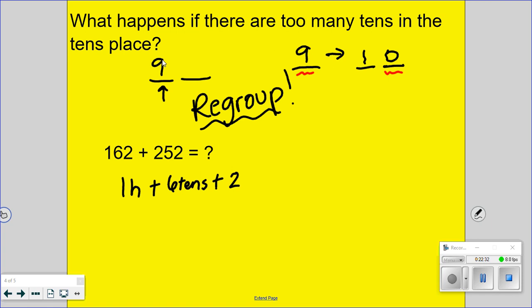Colby, how many hundreds are in 252? 200. Connor, how many tens are in 252? 5. In the tens place, there are 5 of them. How many ones are in 252? 2.